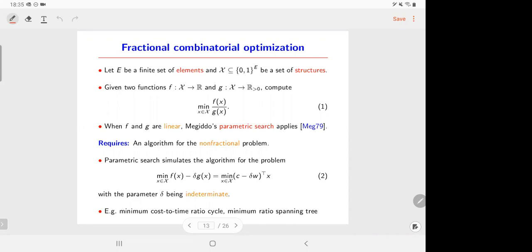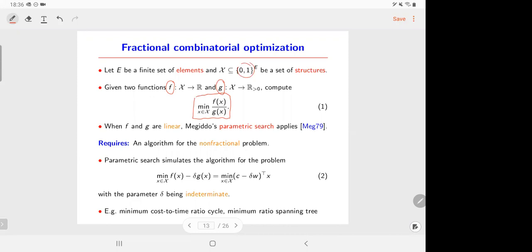So, okay, now let's put label correcting aside and consider the following problem. We have a finite set of elements and a set of structures called X. These are 0, 1 vectors. So you can think of, for example, cycles or paths. And then the set E will just be the edges in your graph. Now, the problem is as follows. You're given two functions, f and g, where g is positive. And now you're asked to find the structure that minimizes this ratio.